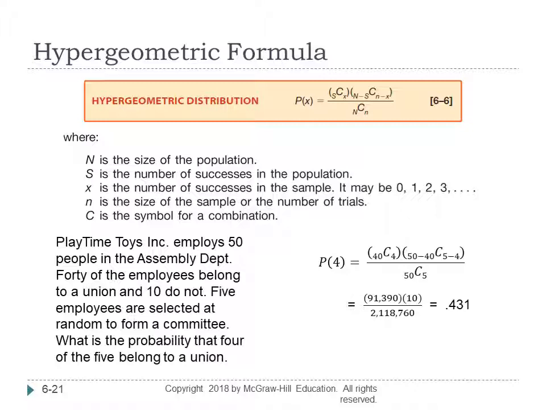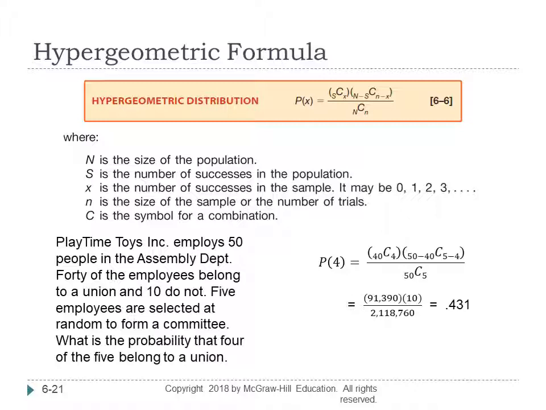Here again it's important that you record those different values because you will use them as substitution. The first number you need is capital N, which is the size of the population, which in this case is 50. Then S, the number of successes in the population, is 40. Then I have 40 people who are union members. My sample size, small n, is 5. We're interested in the probability that 4 of the 5 belong to a union. So x here is equal to 4.